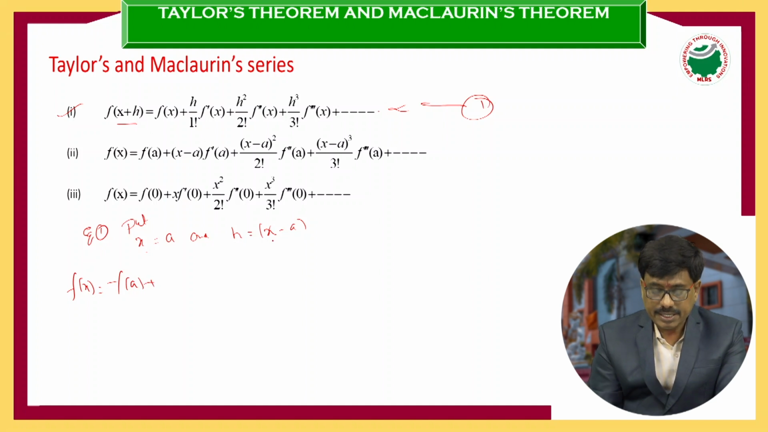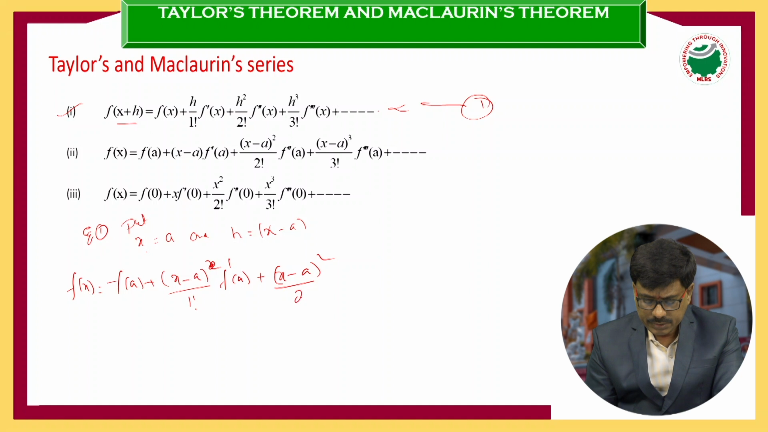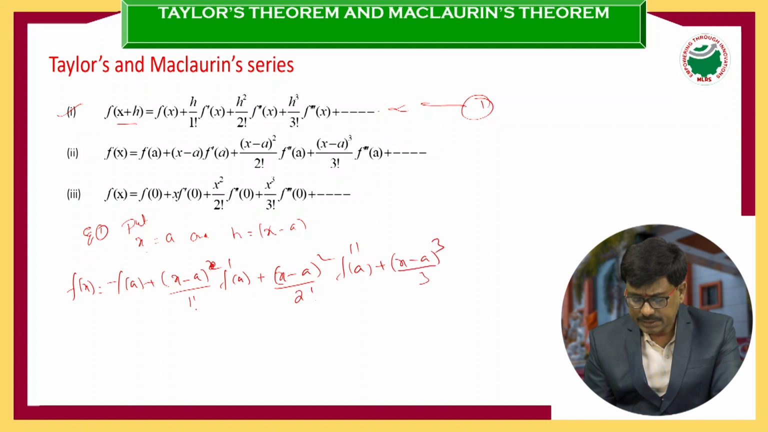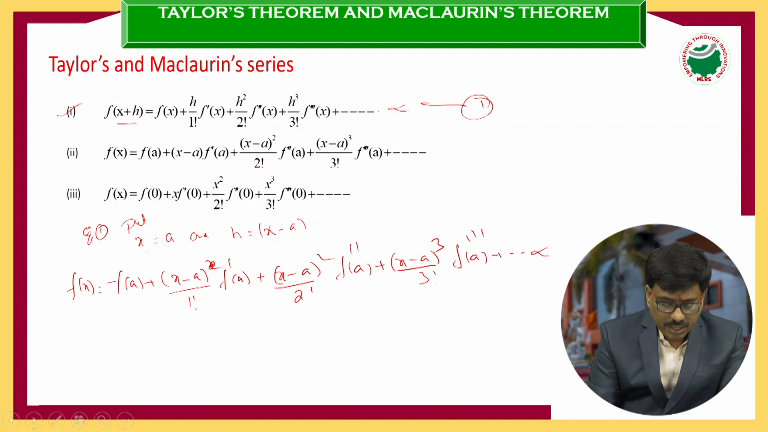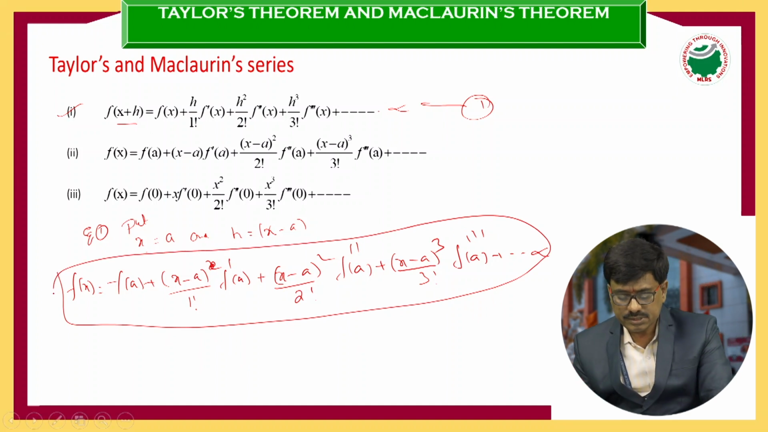What is meant by h? x minus a. So f(x) = f(a) + (x−a)/1! f'(a) + (x−a)²/2! f''(a) + (x−a)³/3! f'''(a) + and so on up to infinite terms. Now we got this series. This series is nothing but Taylor's series. How do you derive this series?